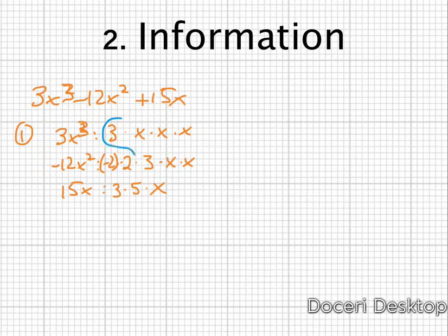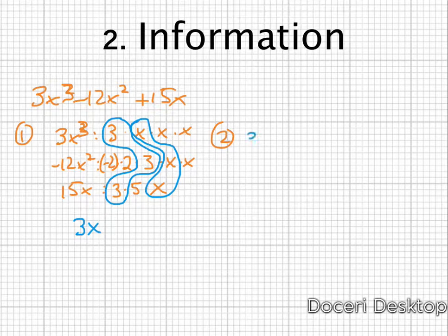I have a 3, and then I have an x. So the only thing that they have in common is 3 times x, and that's my common factor. Next, I'm going to factor it out. So I factor out my common factor. What do I have left?